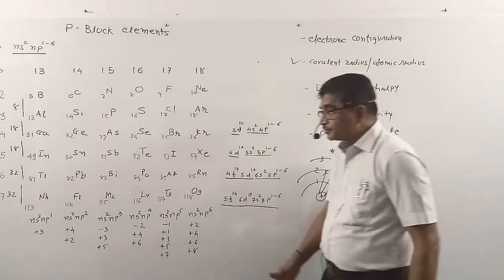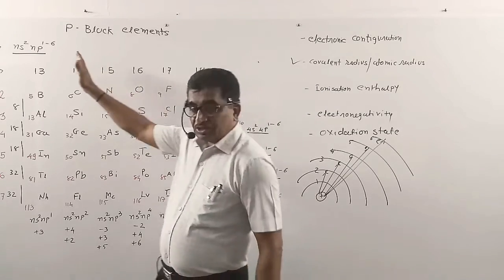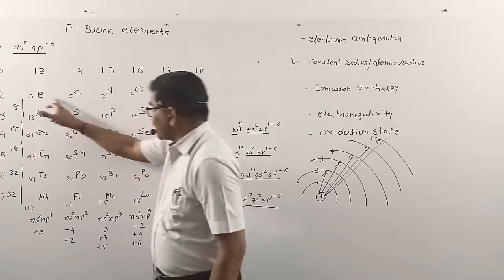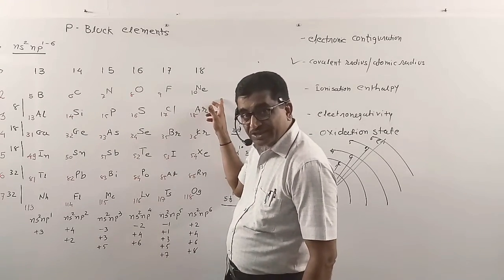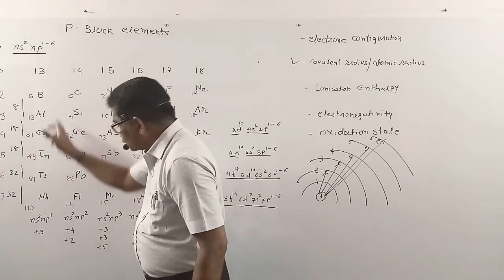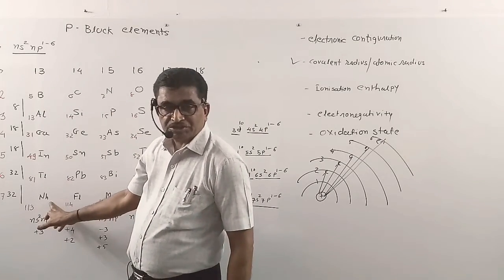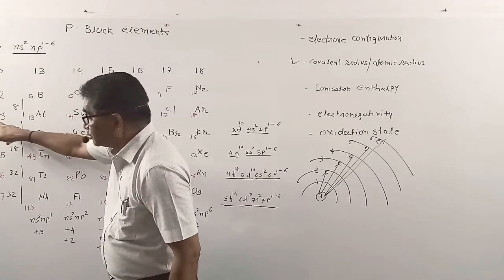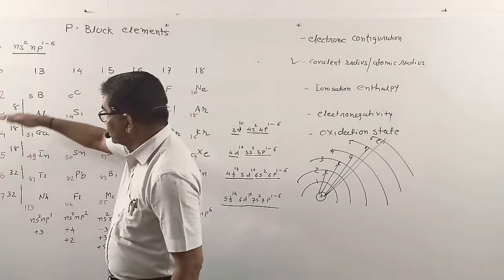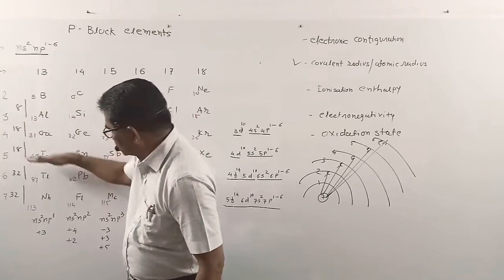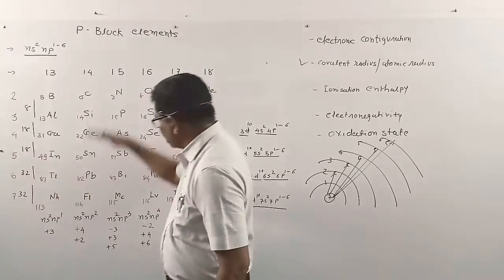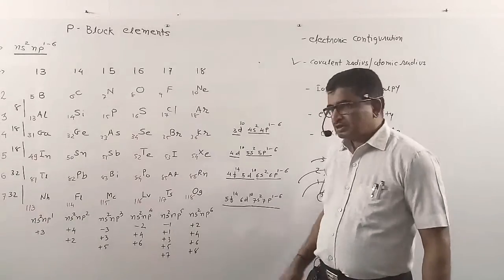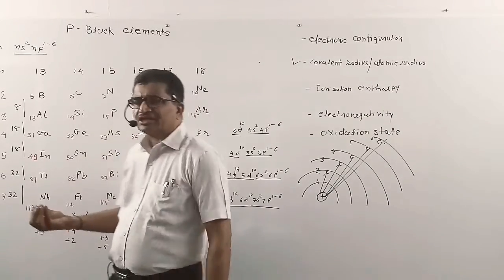This is a periodic property. From left to right, radius will decrease. From top to bottom, radius will increase because each new element has a new orbit, a new shell: second, third, gallium is fourth, indium is fifth, sixth, and seventh. This happens with all groups. Sometimes it is slightly different.